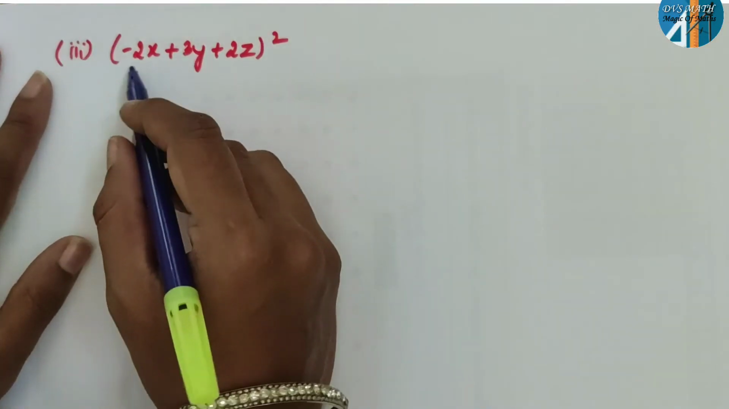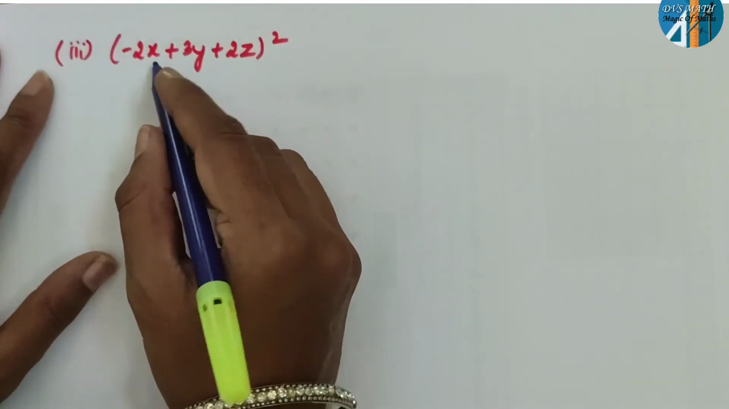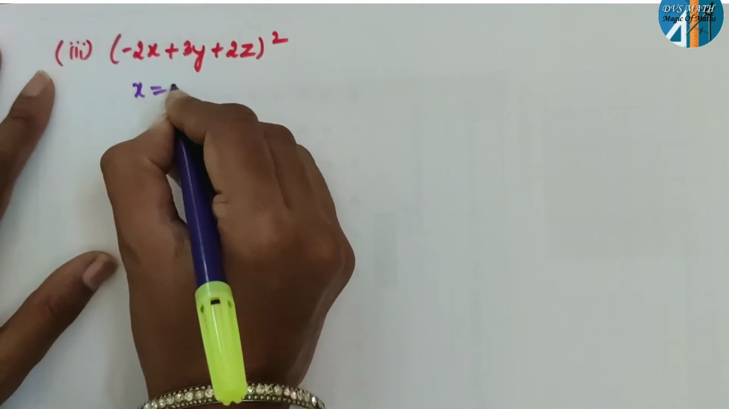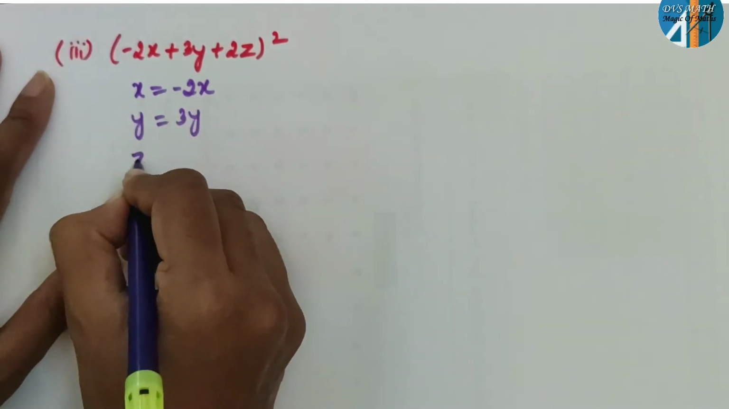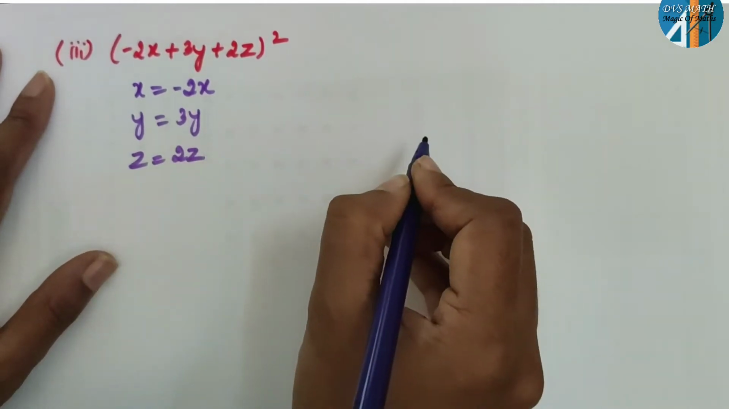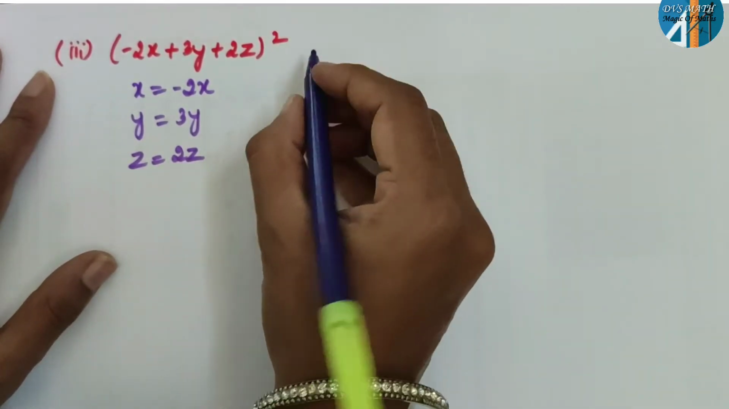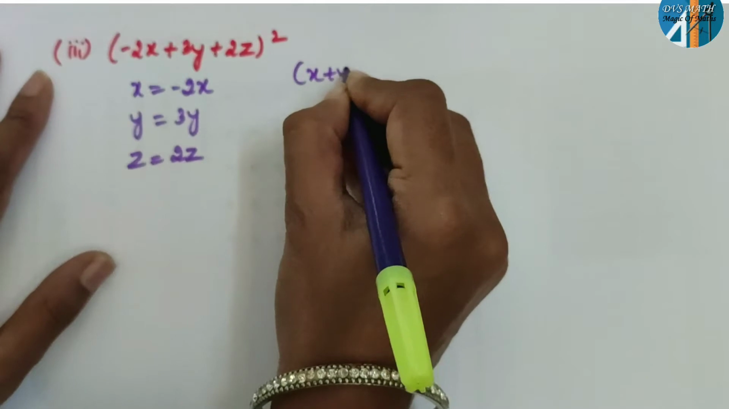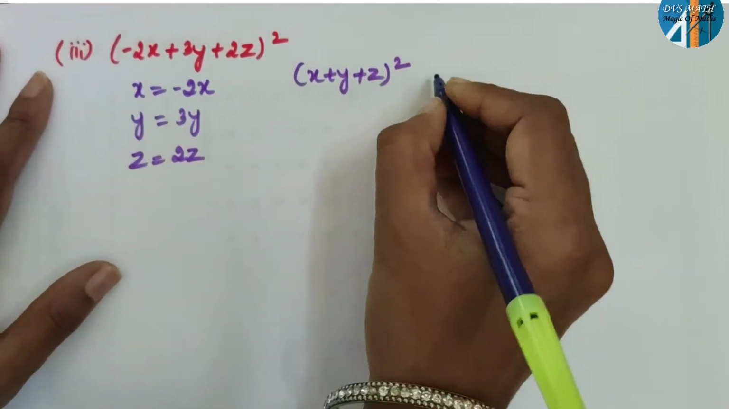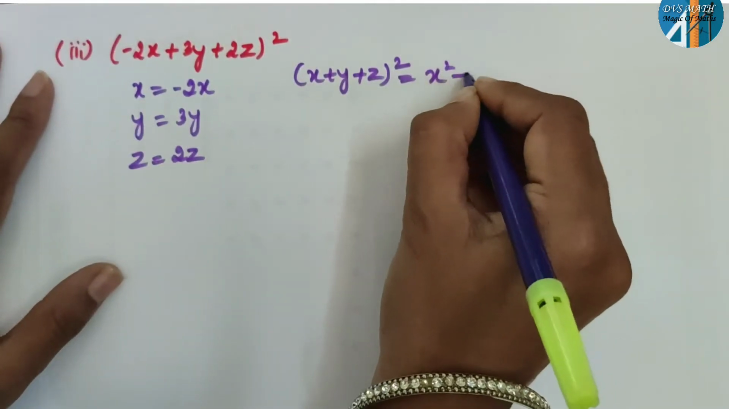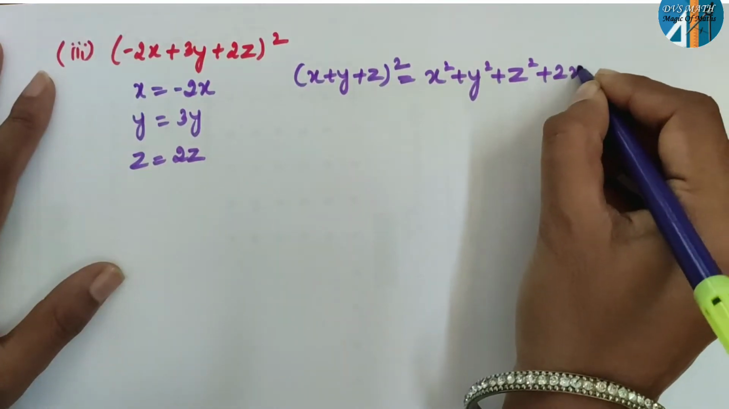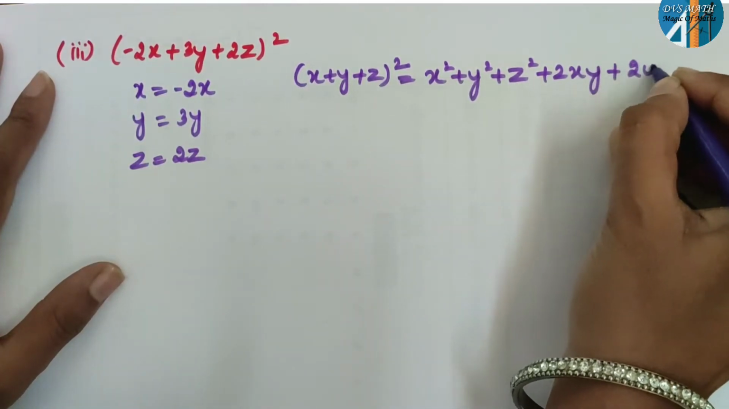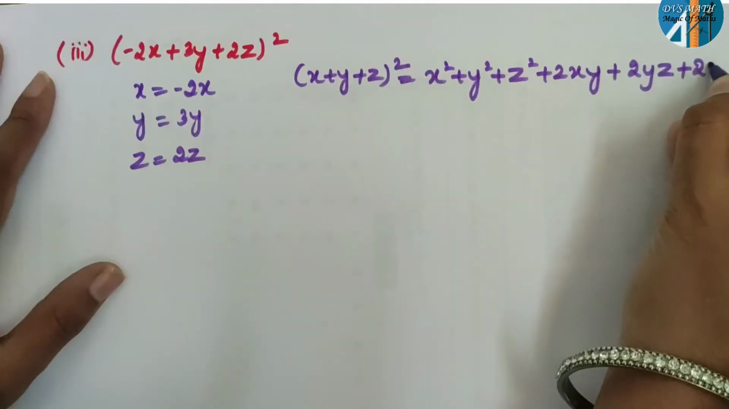So sub question 3 we have minus 2x plus 3y plus 2z. Here also first you write x is equal to minus 2x, y is equal to 3y, z is equal to 2z. So now let's start. What is the formula? X plus y plus z whole square formula or identity, you can take it as x square plus y square plus z square plus 2xy plus 2yz plus 2zx.